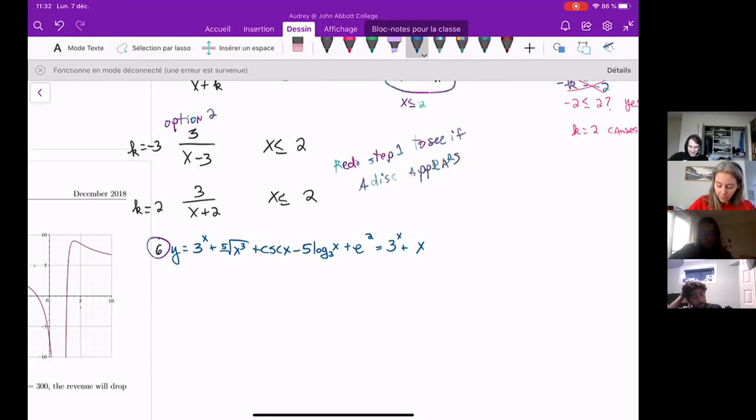All right, good job. So I got this. Please don't do this. You're creating a chain rule for yourself that you do not need to create. So be very careful. While this is correct, don't do it. That 3 over 5. And then there's really nothing else I can simplify. So I'll have plus cosecant x minus 5 log base 3 of x plus e squared.